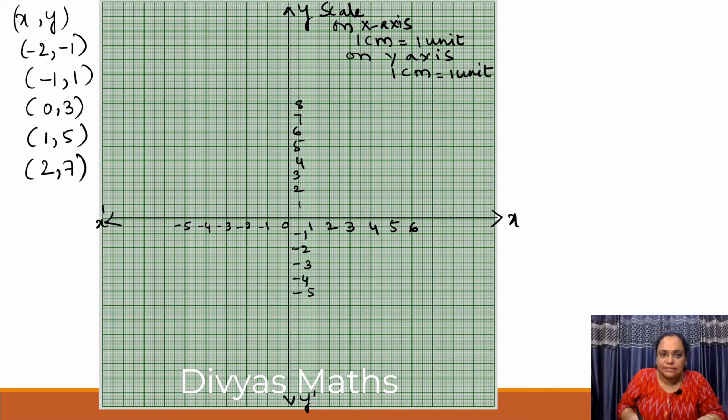So the first coordinates are minus 2 and minus 1. Minus 2 on the x-axis and minus 1 on the y-axis. Minus 2 here, minus 1 is here. And the next one is minus 1 on the x-axis and 1 on the y-axis. This is here. And 0 and 3. 0 on the x-axis and 3 on the y-axis. This is here. 1 on the x-axis and 5 on the y-axis. This is here. 2 on the x-axis and 7 on the y-axis. This is here. Now let us join.